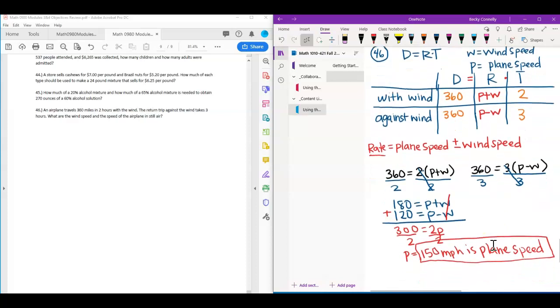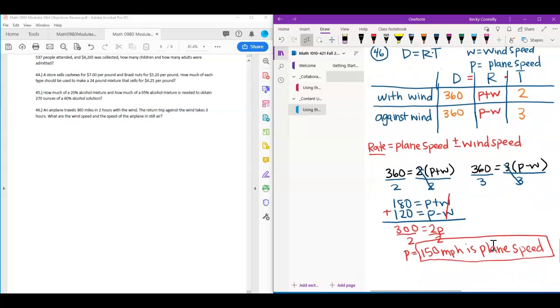So, all right, we know that 150 miles per hour is the plane speed. How would we find the wind speed? Anybody have an idea? Yeah, Lindsay says just take 180 minus that 150, and that's going to give us our wind speed. So 180 minus 150 gives us 30, so 30 miles per hour is the wind speed.